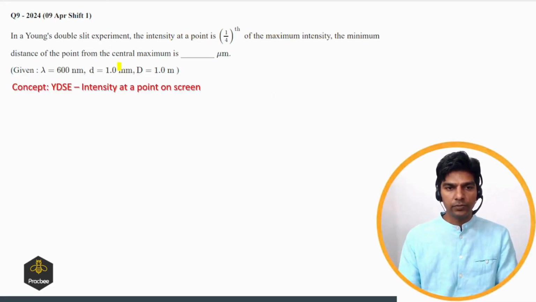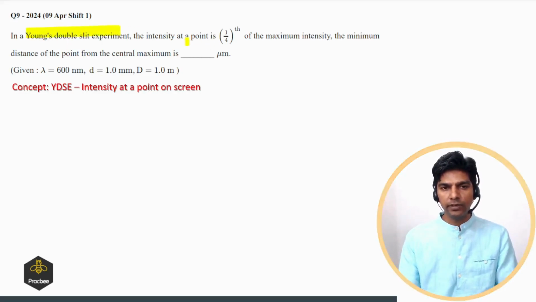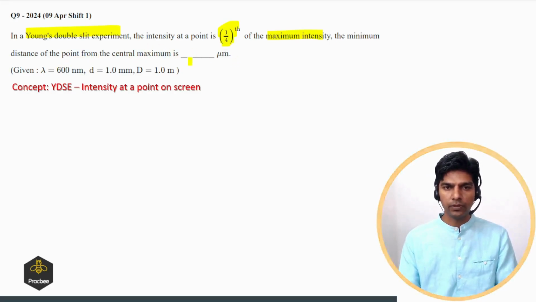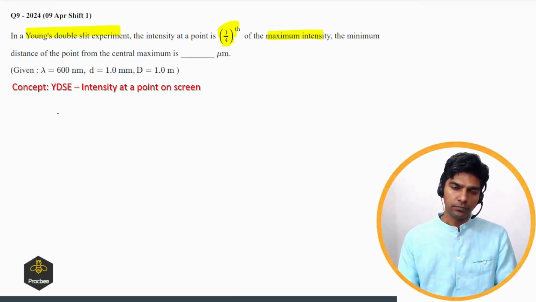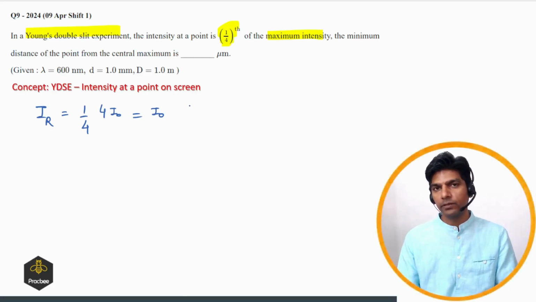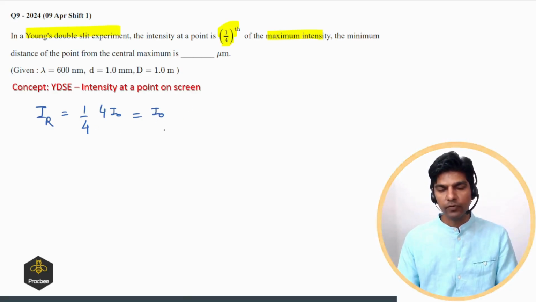Now let us see the next problem type, and again it is based on the same problem type. In YDSE, the intensity at a point is 1/4 of the maximum intensity. The minimum distance of the point from the central maxima is, so we have to find the answer in micrometer. So resultant intensity at that point is 1/4 of the maximum intensity, which is 4 I naught, which is nothing but I naught. So now what we can do, we can find the phase difference.